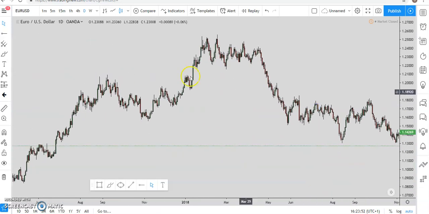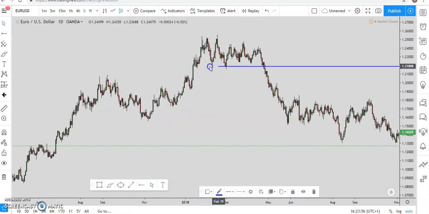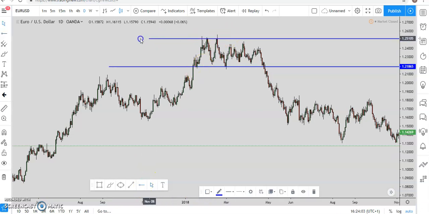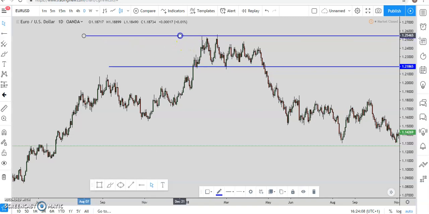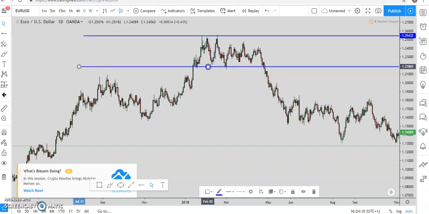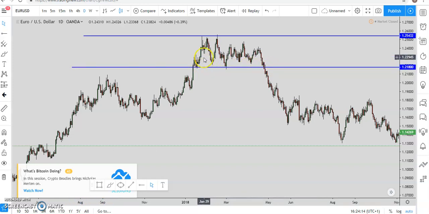So as we can see, here it's a zone, and then here it's another zone. I said it that the wicks are very important. Okay, the wicks are very important. Now as you can see, price ranged in this zone, moved sideways, and then finally broke out.